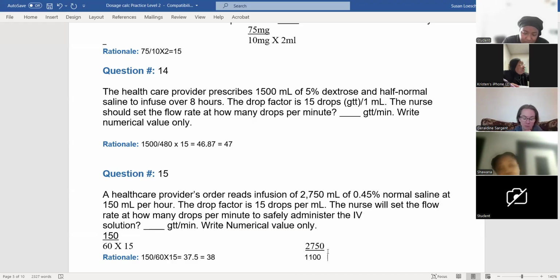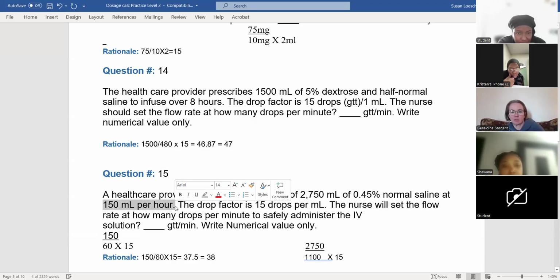$2.5. Gave you 2.5, and then you multiply that times your drop factor, which is what? 15, right? You should get 37.5. You see, you get the same answer. That's what I'm trying to show you, in case you don't remember the little trick that's in there. So if you want to make it easier on yourself, if they give you this information, you can use it to your advantage.